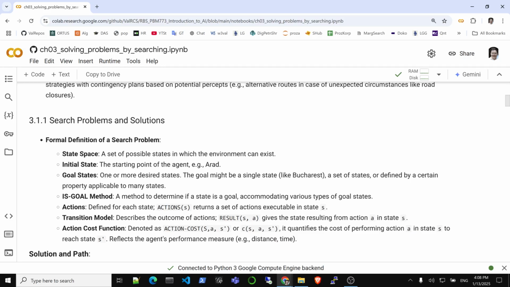And of course you need some sort of goal test. Are we there yet? Mom, are we there yet? Yeah, an is-goal method. We need that. And of course we need some sort of action, a way of doing it. So here, a transition model: you supply an action and you end up somewhere. Most likely you will also need some cost.